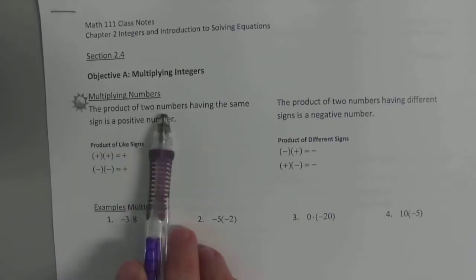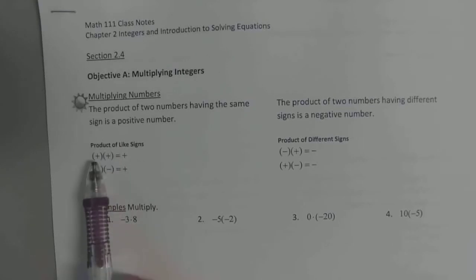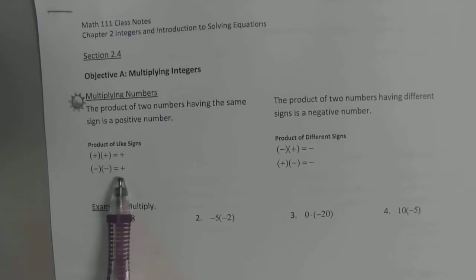Anytime you take the product of two numbers that have the same sign, they always end up being positive. So we already know when you multiply a positive times a positive, it's positive. But what's new to you now is two negatives make a positive, okay? When we multiply two negatives, they counteract each other and make a positive.